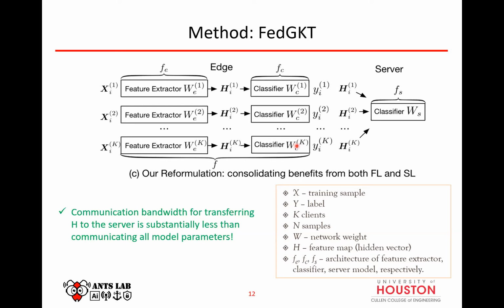The immediate benefit we see from this method is the communication bandwidth saving. If you want to transfer the gradients, the model updates, or the weights, it is usually bigger in size. But the hidden vectors, on the other hand, are a little smaller in size. So it uses substantially less communication compared to sending all the model parameters.